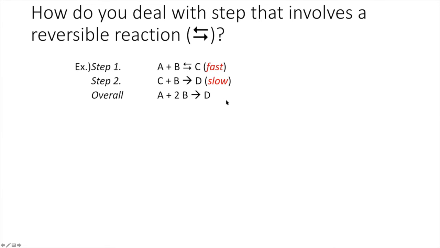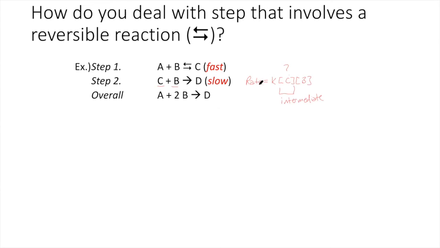Once again, we can write the rate law based on the slow step. The rate is equal to the rate constant times the concentration of C times the concentration of B, each raised to the power of its stoichiometric coefficient, so 1 and 1. But here's a problem, because C is an intermediate, so I will never really observe C. If you're trying to monitor the progress of this reaction, you won't be able to really do that because C is an intermediate.